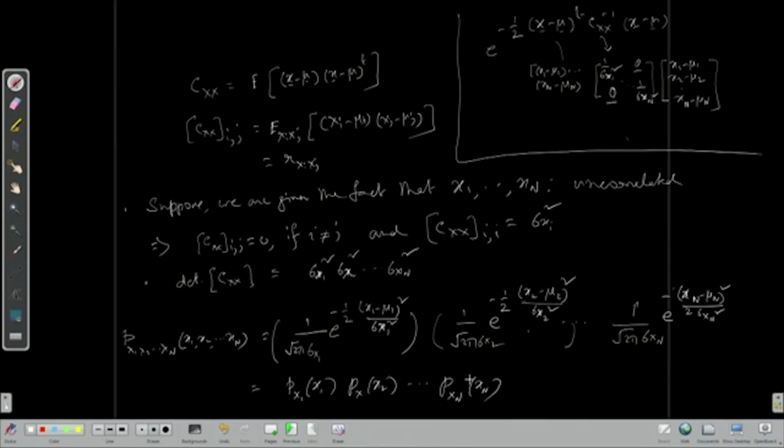So in the Gaussian case, if you are given the variables to be uncorrelated, then they are statistically independent also. The converse is always true, but this is not always true. This is happening in the case of Gaussian. It does not happen in the case of other well-known probability densities, but here. All right, this is one important thing.